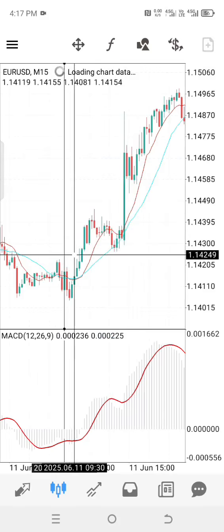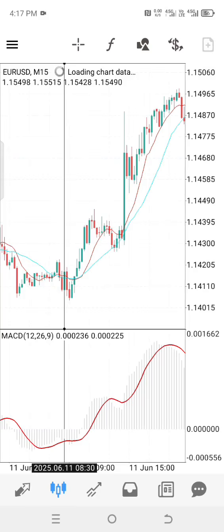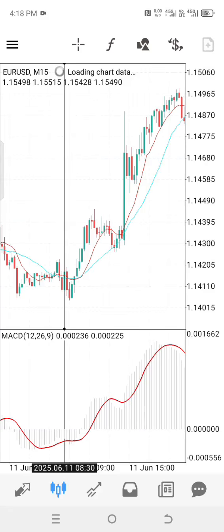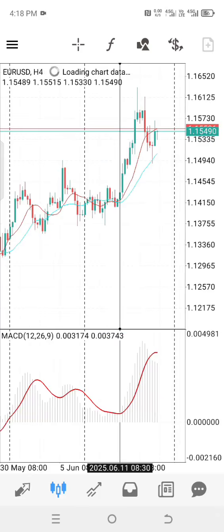The point is, when I say 1:3, 1:4, it simply means that if you're risking $10 for this particular trade, then you should be expecting to leave with maybe $40 or $30 as your profit. But if you're risking 100, then you should be expecting to leave with 300 profit or 400 profit. So that's very important.